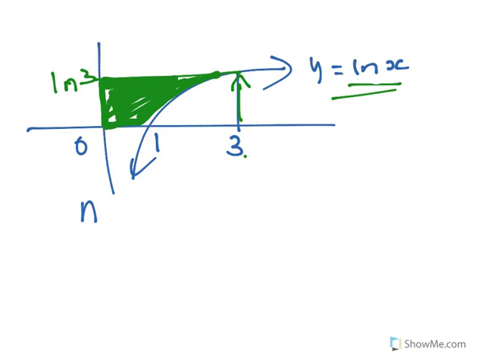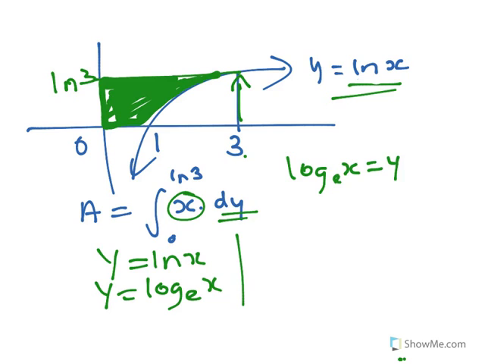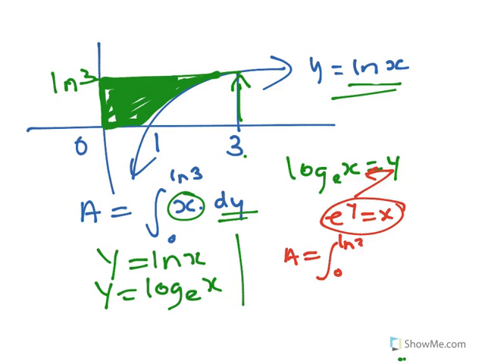So if I wanted to do that, then the area is the integral of x dy, because it's with the y-axis from 0 to ln 3. Now, I have x there, but I want to integrate with respect to y. So you've got to take your original function, which is log e of x, and then you go log e of x equals y, and then you just go e to the y equals x. So you've got to get x in terms of y, so then you can go the integral of 0 to ln 3 of e to the y dy.